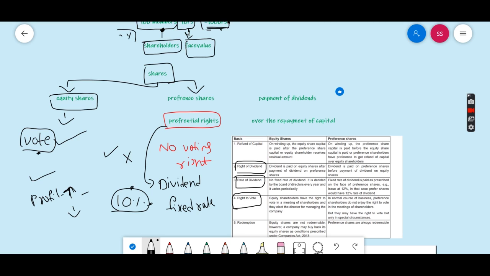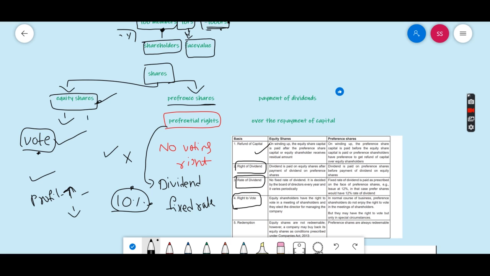And another one is refund of capital. While liquidating the company or while closing your company, first you have to pay to the preference shareholders. If there is anything left, then only it will go to the equity shareholders, right?